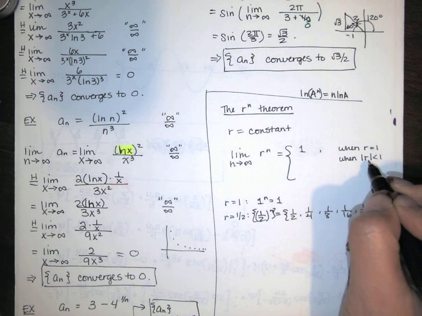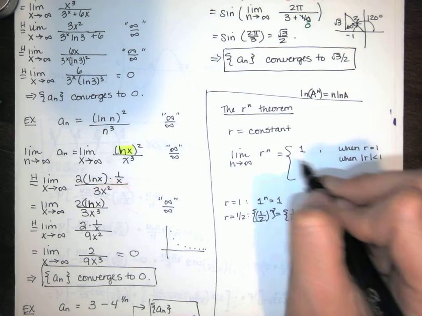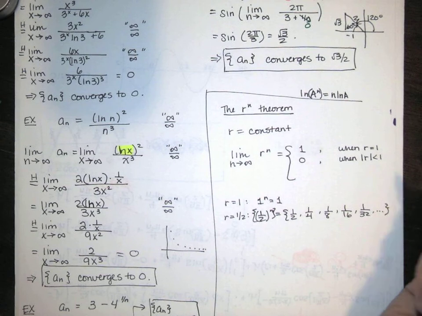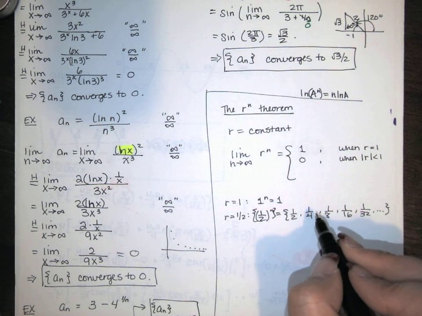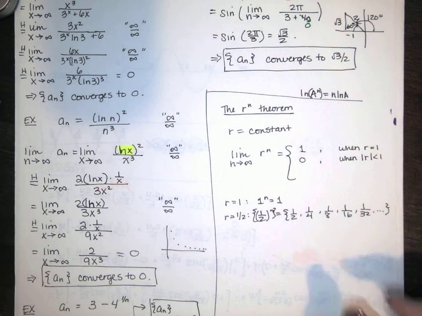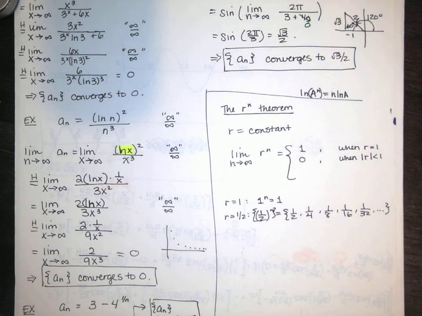So whenever r is a proper fraction, positive or negative, it turns out that the limit is going to be, excuse me, 0. Because as we take half of half of half of half of half, and we keep going, eventually we're going to get something that's arbitrarily close to 0.